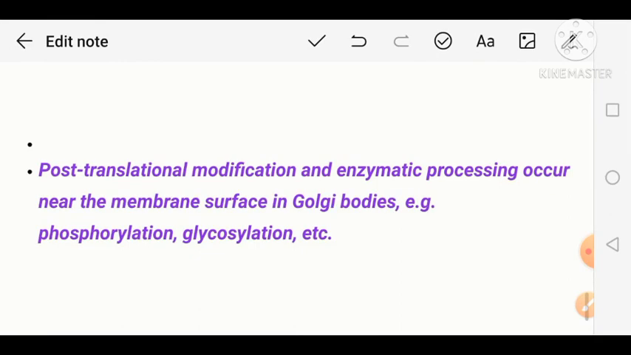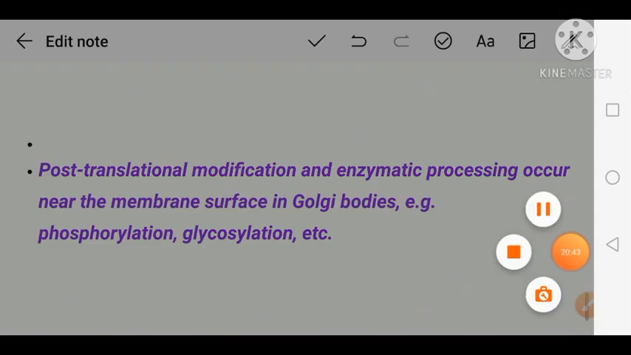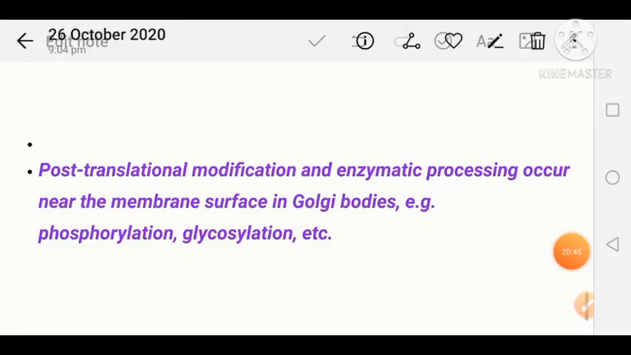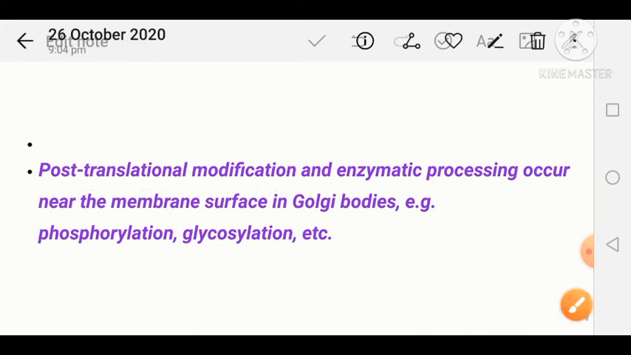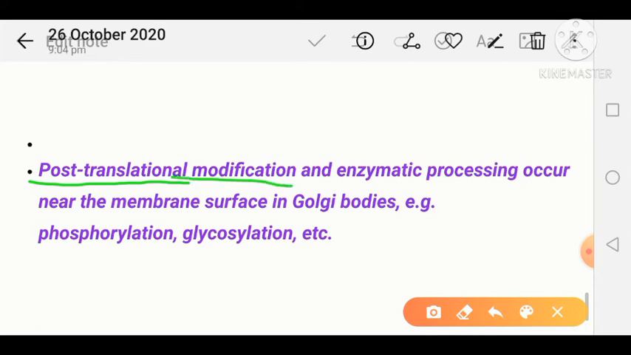So another function of the Golgi complex is that they are responsible for post-translational modification. This point we already discussed, that proteins are modified. So what is meant by translation? Translation means synthesis of protein, and post-translation means modification that takes place after translation in a native protein. That process is known as post-translational modification.